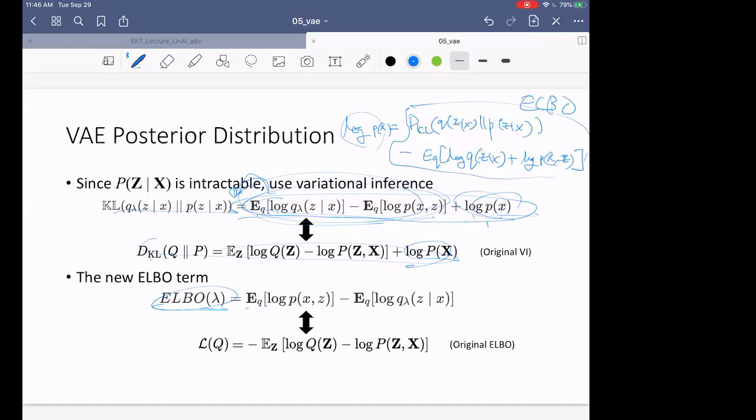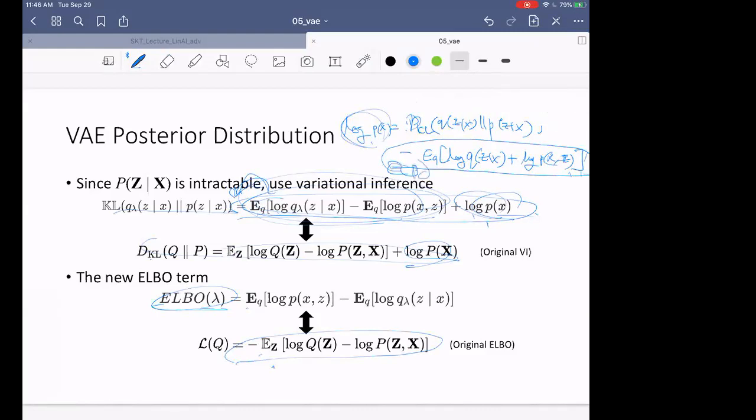So previously the previous ELBO was this basically. This was your ELBO, and now, I'm sorry. Not this entire thing, this is not your ELBO. This is your ELBO. This here is your ELBO. I'm sorry about that. So log PX is fixed, so you want to maximize your ELBO, which leads to minimizing your DKL.